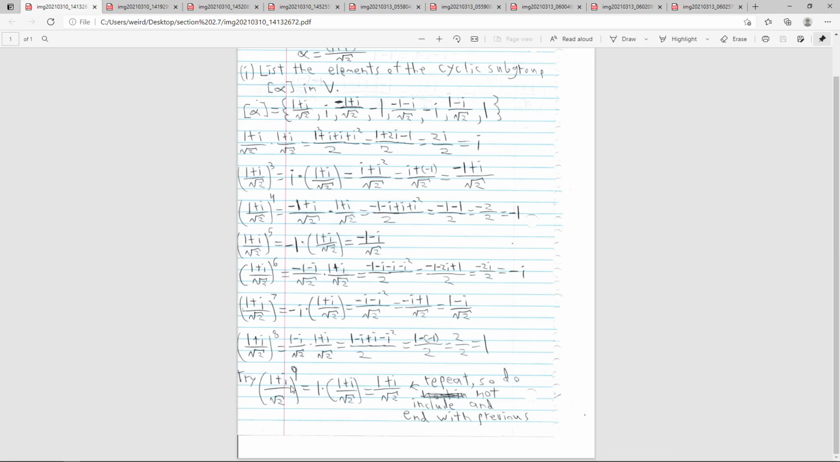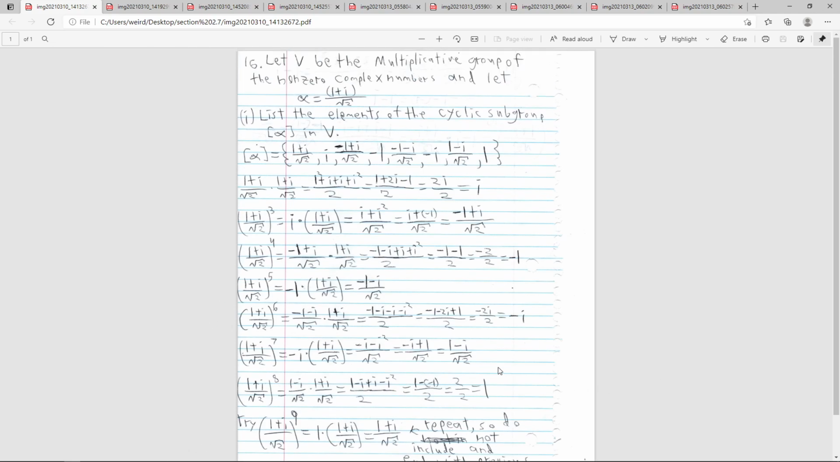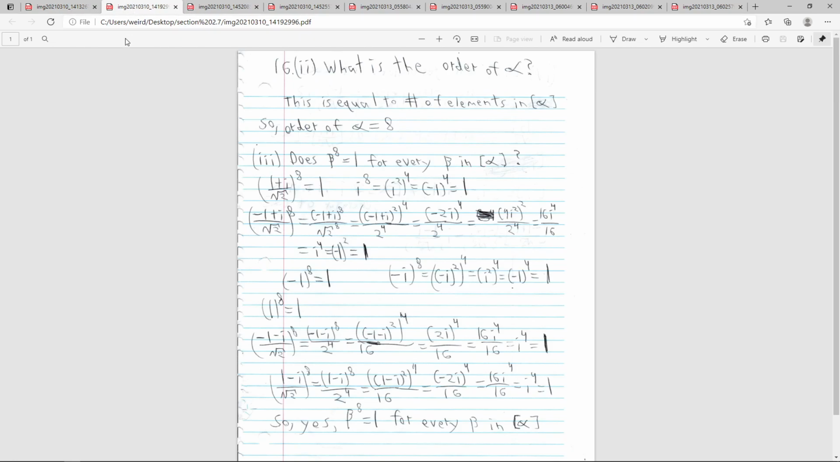And at the end, I got 1, and then if I go to the 9th power, you can tell it's going to be 1 times it, so you'll get a repetition, (1 plus i) divided by the square root of 2. So we don't include that. You basically won't ever do that; you don't even have to show it, but I thought I'd show it real quick. You can end at 1, because 1 times itself will be itself, and that breaks the cycle. It shows that it's already ended.